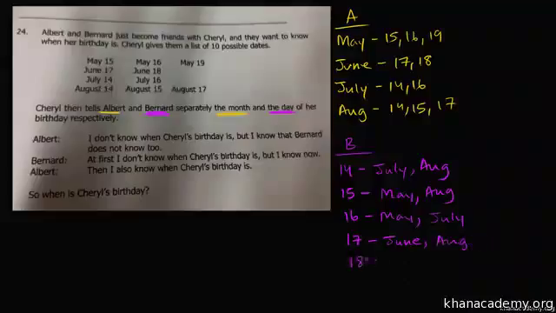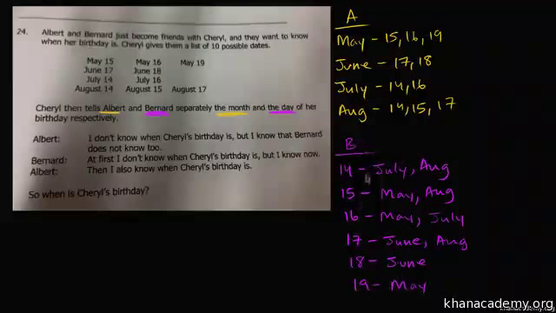And then if he was told an 18th, he would say, let's see, there's no May 18th. There is a June 18th, and I think that's the only 18th that we have here. So if he was told that the day is the 18th, then he would know that the month is June. And if he was told that the day is the 19th, then the only 19th here is May 19th. So Bernard's interesting. If he was told the 18th or the 19th, then he would know what the month is.